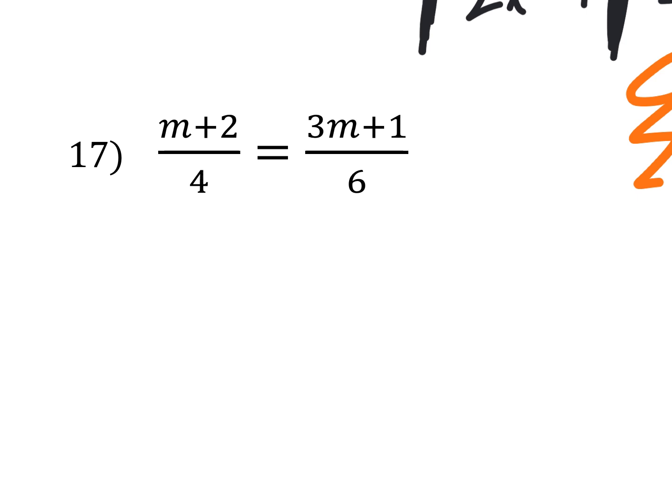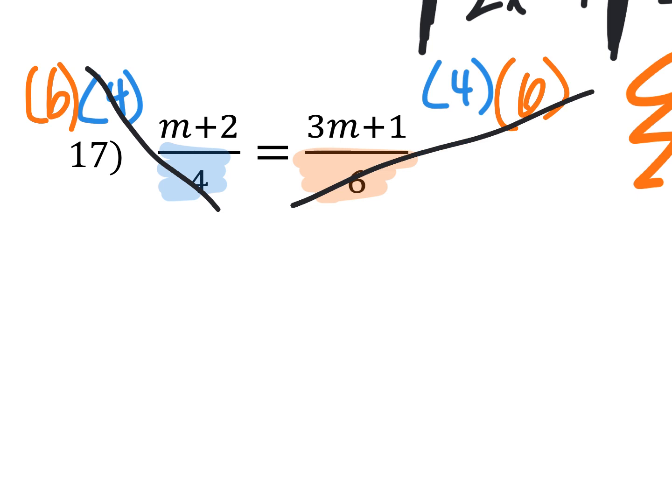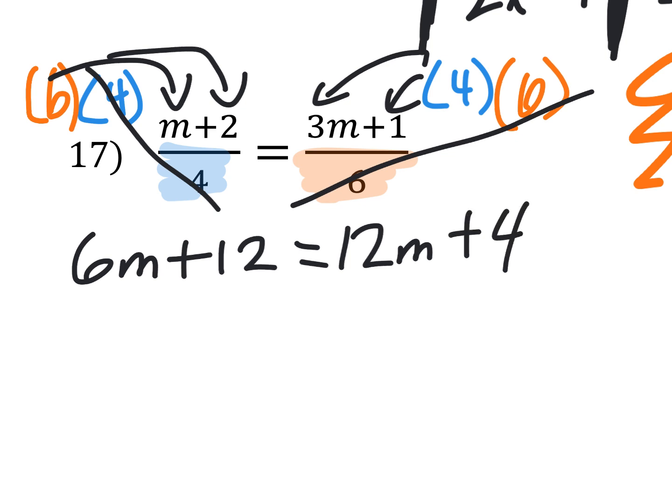So I'm just going to get rid of the 4 first. How do you get rid of dividing by 4? You get rid of it by multiplying by 4. And I'm going to do it on both sides. But before I do that, I'm also going to go ahead and cancel out dividing by 6. How do I cancel out dividing by 6? I multiply by 6. Okay? So let's see what cancels. Those 4s cancel. Those 6s cancel. So now I'm just left with 6m plus 12 equal to 12m plus 4.